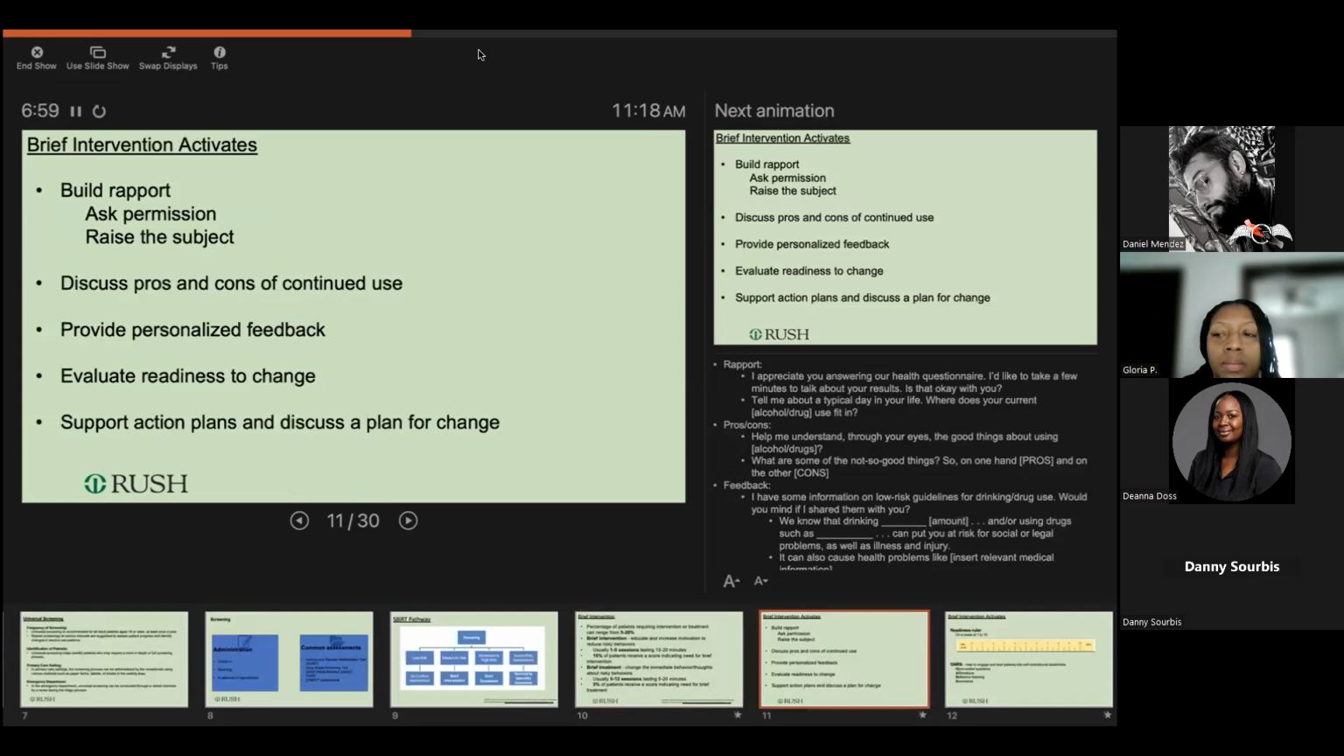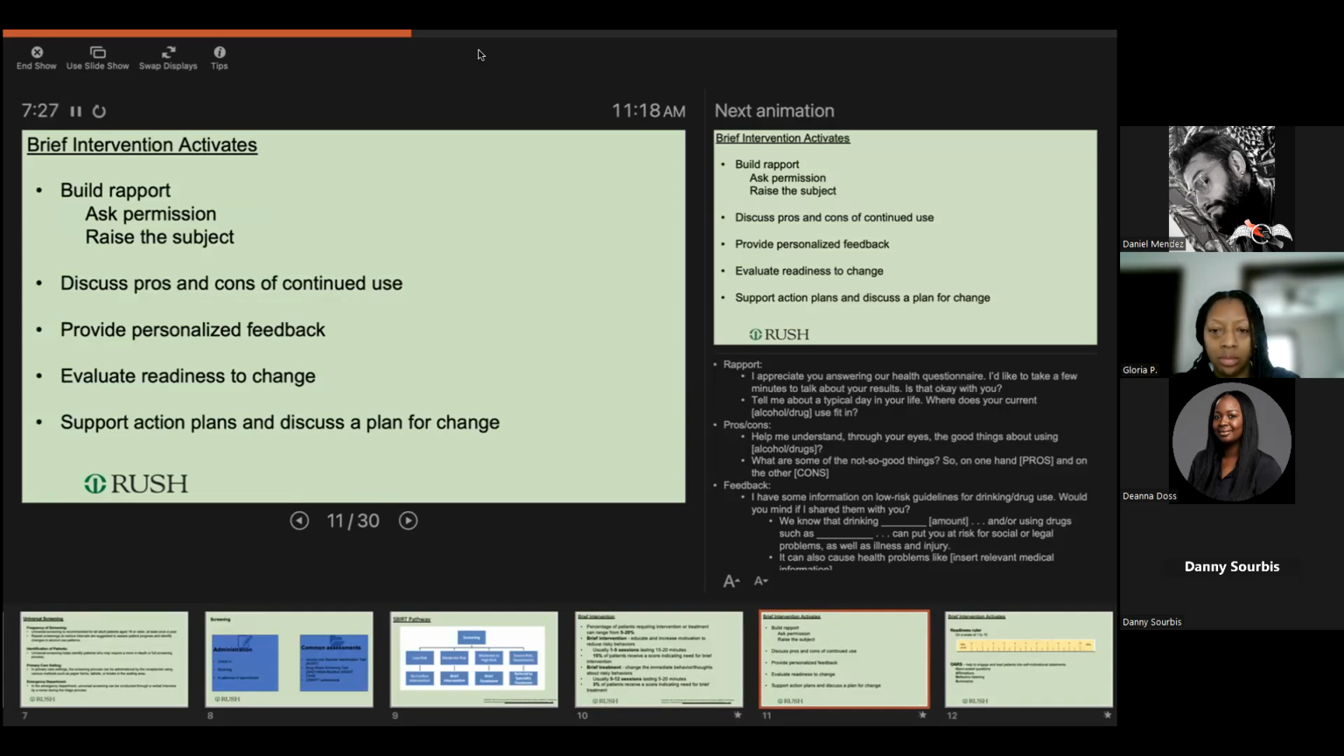So brief intervention activates what we like to call motivational interviewing, or building your rapport. You want to build rapport by asking permission and raising the question. So, I appreciate you answering our health questionnaire. I'd like to take a few minutes to talk about your results. Is that okay with you? Then you want to say, tell me about a typical day in your life. Where does your current alcohol or drug use fit in?